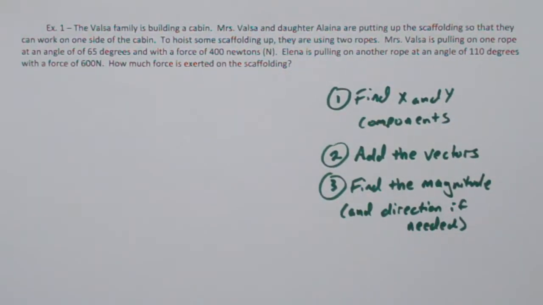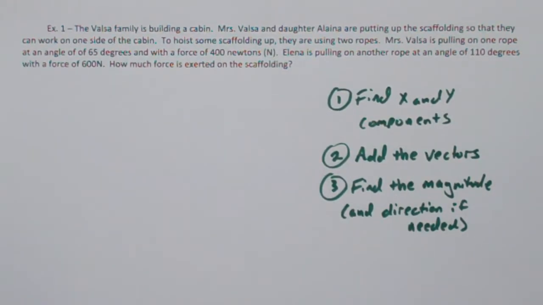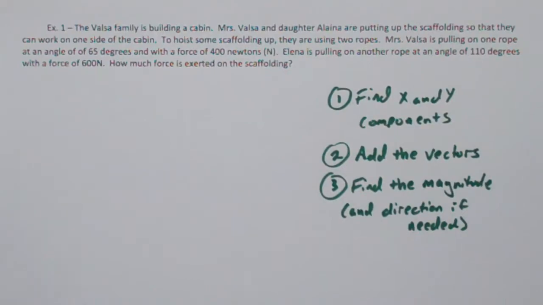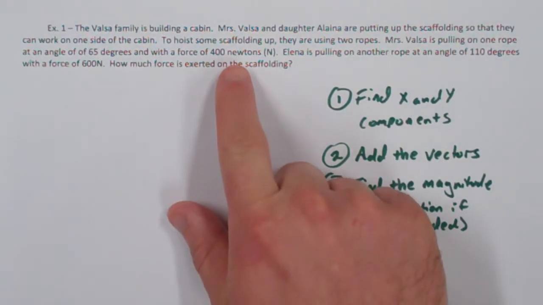In example 1 here, we need to solve a nice word problem, and this is relatable to physics, I suppose. It says Mrs. Volson and daughter Elena are putting up some scaffolding so that they can work on one side of a cabin. To hoist the scaffolding up, they're using 2 ropes.